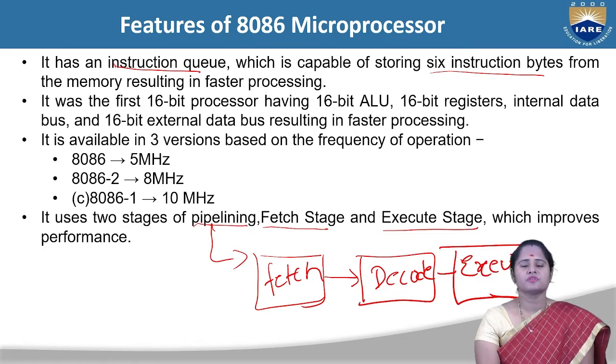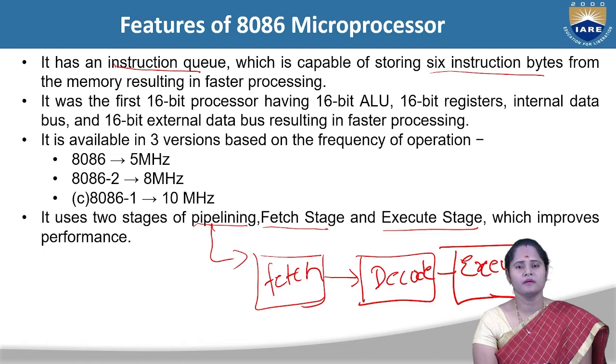So first, fetch. The name itself says we are fetching, taking the instructions which I need to execute. From the memory location where my instructions are present, I'm fetching them, and I'm decoding them. What is decoding? It is converted into machine-level language, like binary ones and zeros, and then it is executed by my ALU. So this is an actual sequence that is called pipelining, which is followed by the 8086 microprocessor.